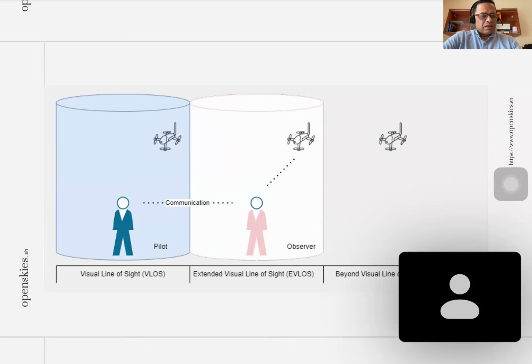Now, what we are talking about is basically the advanced version of this, where you are flying without eyes on the aircraft from a pilot or an observer. This is called beyond visual line of sight flight. Now, in many countries, most of them will be very happy with just VLOS and EVLOS and allowing that. And many people will say, well, BVLOS is very far in the future. We are not ready. It's not the right time yet.